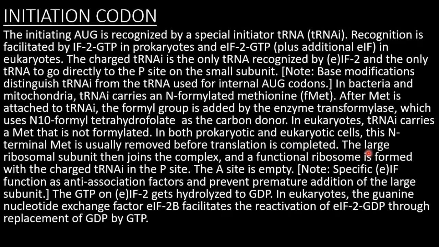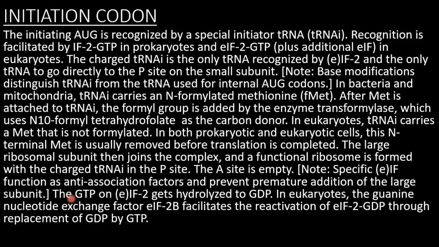Okay, then the large ribosomal subunit joins the complex and the functional ribosome is formed with the charged transfer RNA in the P site. Then the A site is empty in this case, and that is where a new aminoacyl tRNA will come to join. Then specific eukaryotic initiation factors function as anti-association factors and prevent the premature addition of the large subunit.